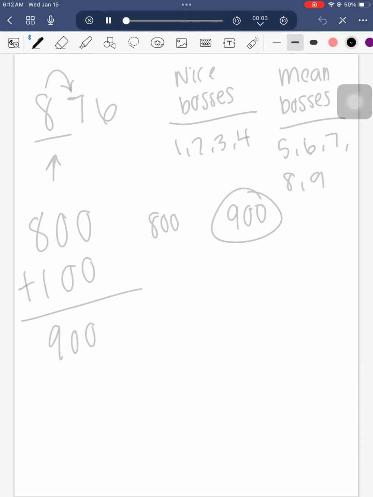Showing you how to round your numbers. There's two options. You can round to the nearest 10 or round to the nearest 100. When rounding to the nearest 10, you're going to see the tens place underlined. That's how they know they need to round to the nearest 10.